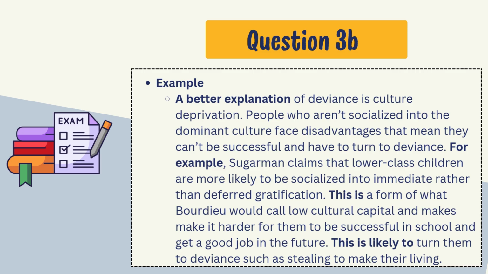This is a form of what Bourdieu would call low cultural capital and makes it harder for them to be successful in school and get a good job in the future. This is likely to turn them to deviance, stealing to make their living. So again, you go against a view.